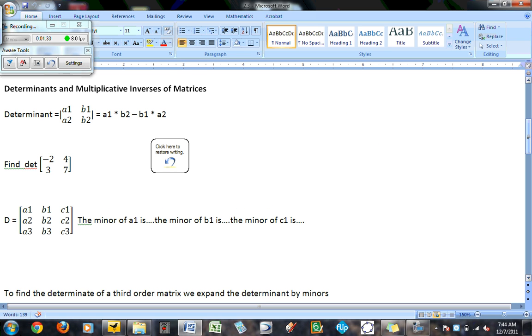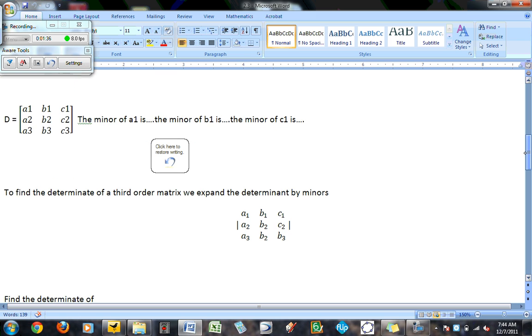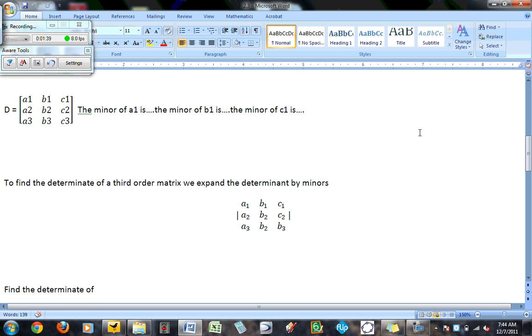A 3 by 3 matrix is a little different. And first of all, I want to start off telling you what the minor of a matrix means, of a 3 by 3 matrix. All right, so I'm saying the minor of A1. The minor of A1 is if I cross out the line where the column that A1's involved in and the row that A1 is involved in, and I write the leftover matrix. So B2, C2, B3, C3. That is the minor of A1.